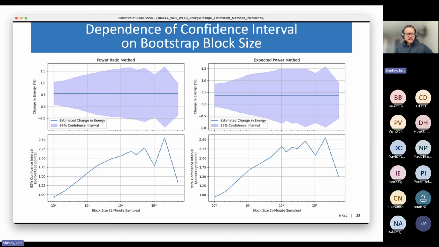Then as we increase that size, the confidence interval actually increases. So this matches the recommendations from the papers by Nikolai from Ørsted, that if you don't apply block bootstrapping and account for that temporal correlation, you could potentially underestimate the uncertainty in the metric that's being computed.